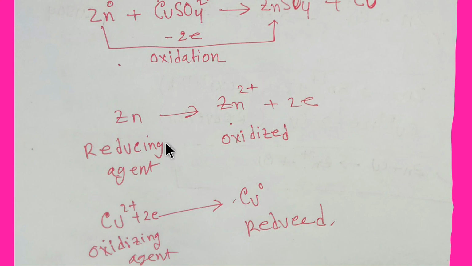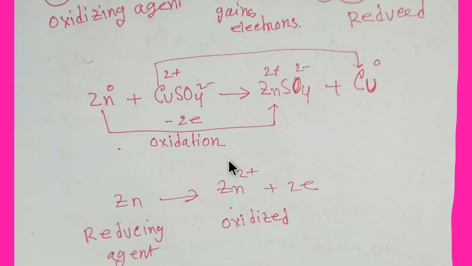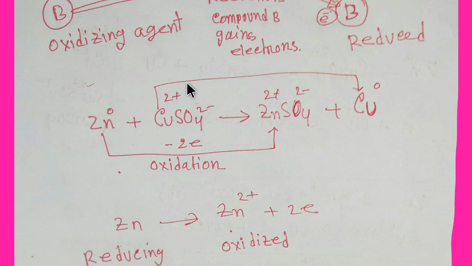So you have to remember what is reducing agent, what is oxidizing agent, how the reducing agent is oxidized, how the oxidizing agent is reduced, what is oxidation reaction, what is reduction reaction, what is redox reaction, right? I will give you some trick to remember this in my later video.